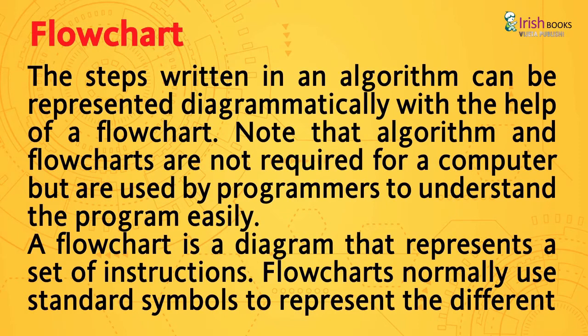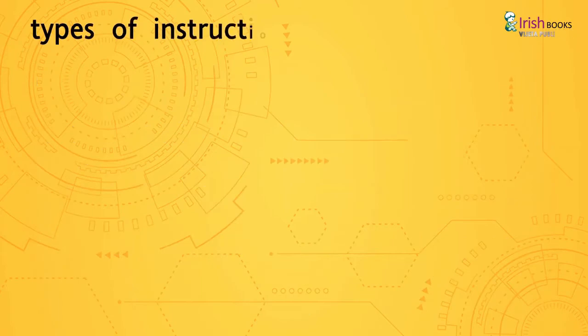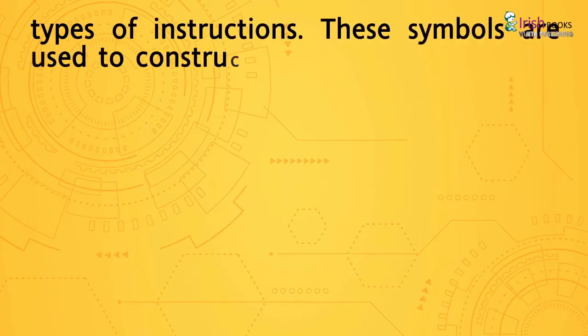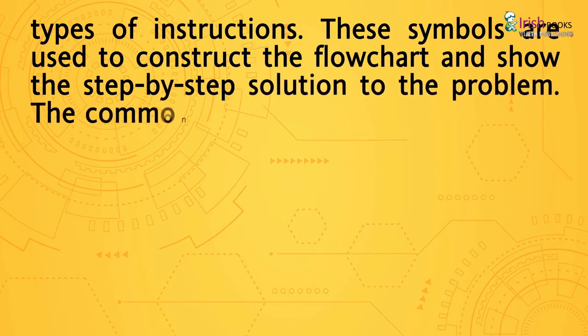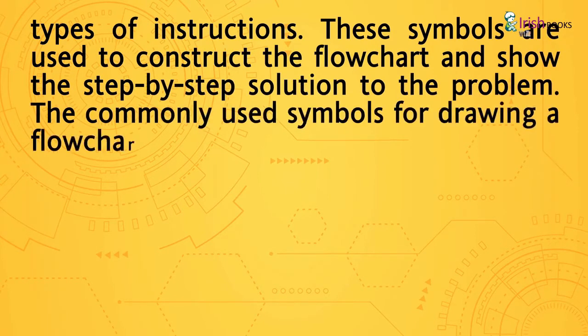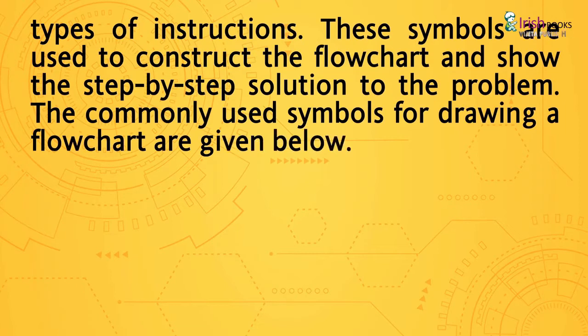Flowcharts normally use standard symbols to represent the different types of instructions. These symbols are used to construct the flowchart and show the step-by-step solution to the problem. The commonly used symbols for drawing a flowchart are given below.